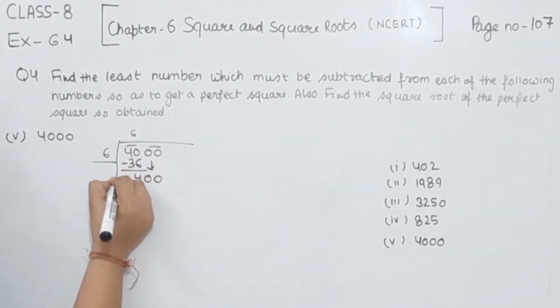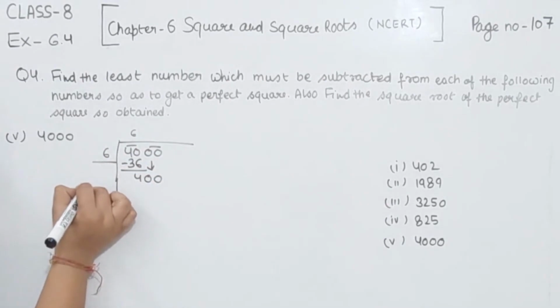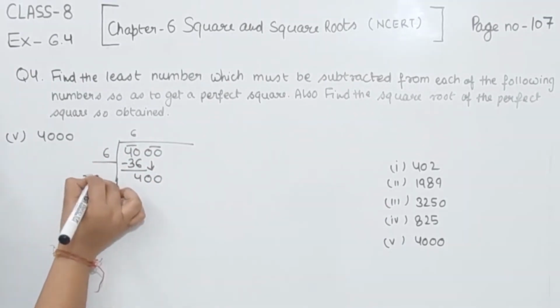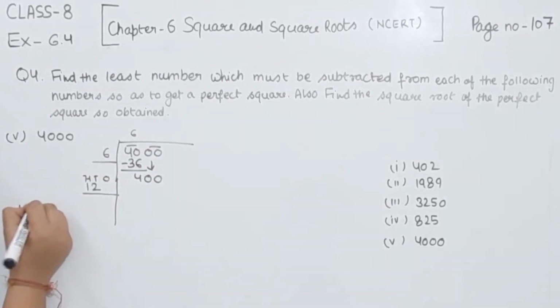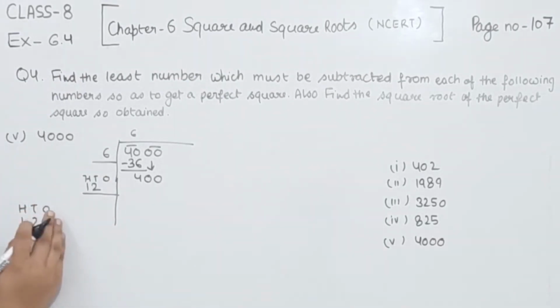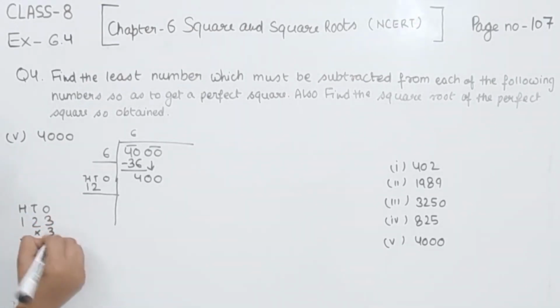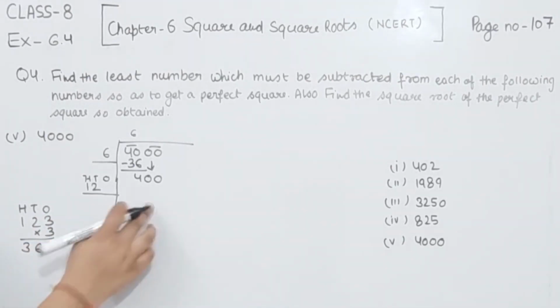Now we are going to take the pairs down. Now we are going to double this one. So 6 2s are 12. Now this is the hundreds, this is the tens place. We have to find the ones place here. So first of all, I am going to take the number 3. Now 3 3s are 9, 3 2s are 6 and 3 1s are 3. So we are having 369.